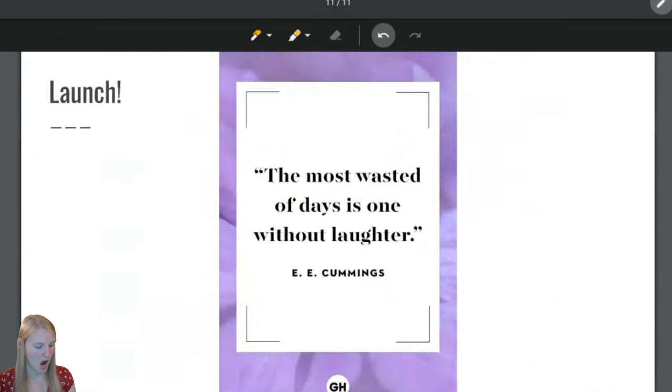And of course, our lunch comes from E.E. Cummings, and it says, "The most wasted of days is one without laughter." Laughter means you're having fun. And why waste a day without having fun? I know some days are just not fun days, but even if crazy stuff happens, you can find a way to laugh at it. So a day without laughter is just wasted.